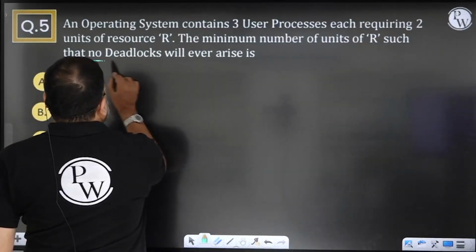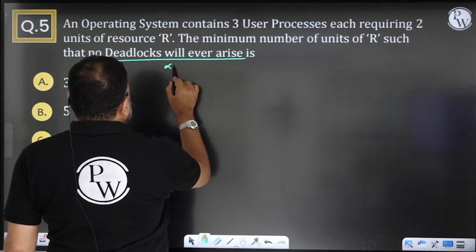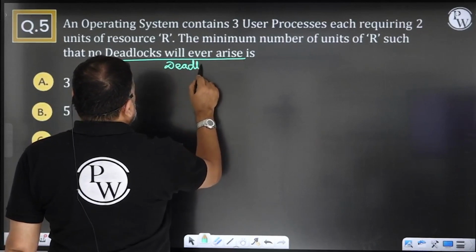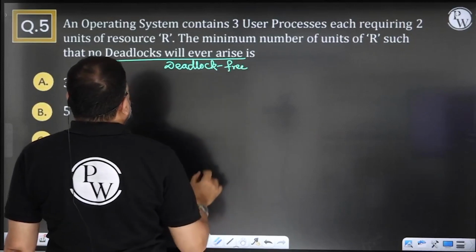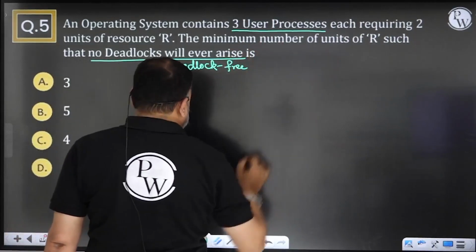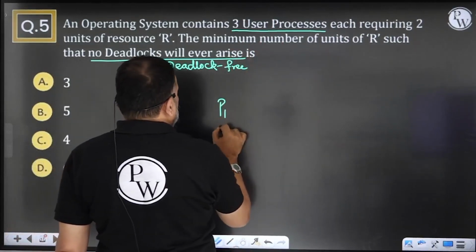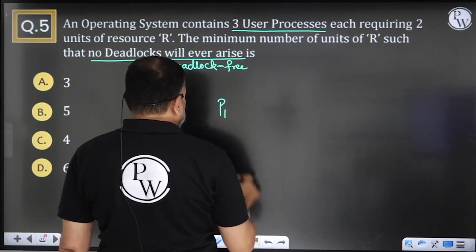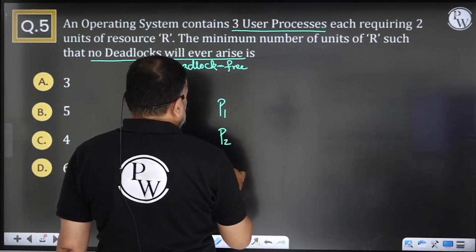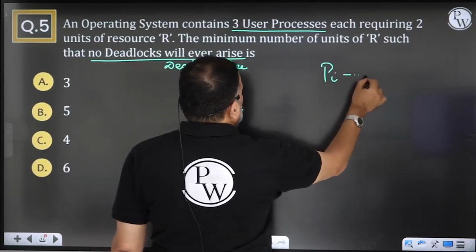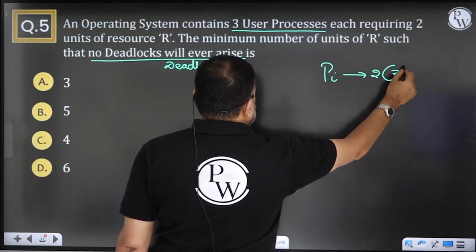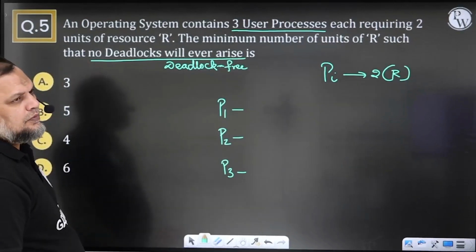Next question. No deadlock will ever arise means deadlock free. So how many processes are there? 3 processes. So here processes are given P1, P2, P3. Each process needs 2 copies of R again. Check it. Given. Each process needs 2 copies of R.